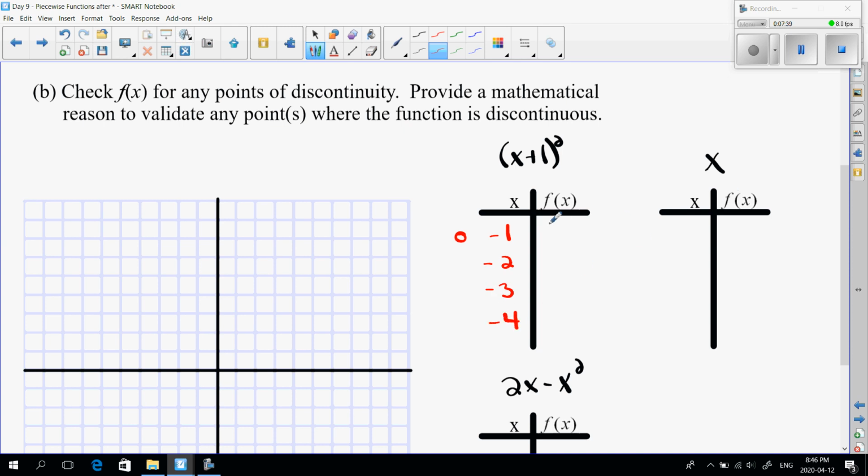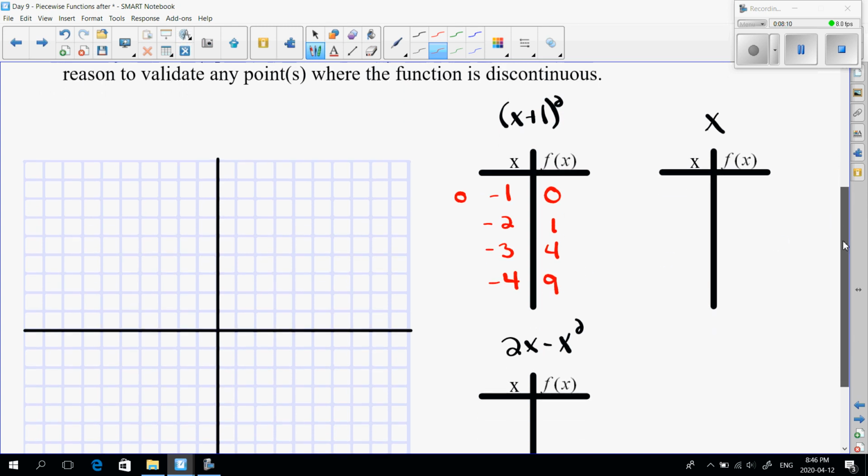That should be less. Okay, to figure out the y values on this section of the curve, keep in mind we're using this formula. I'm going to plug a -1 in for x, plus 1 gives me 0, squared, 0. The next point would be -2 goes in for x, plus 1 gives me -1, -1 squared is +1. A -3 plus 1 is -2, squared gives me a +4. -4 plus 1 gives me -3, and if I square that, I get 9.